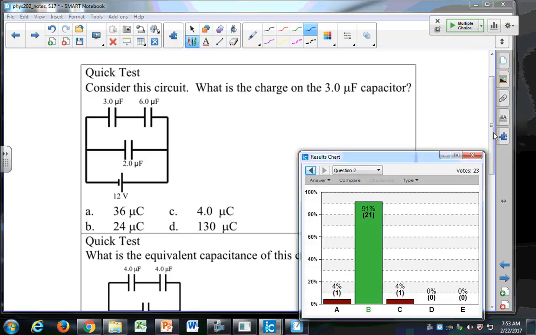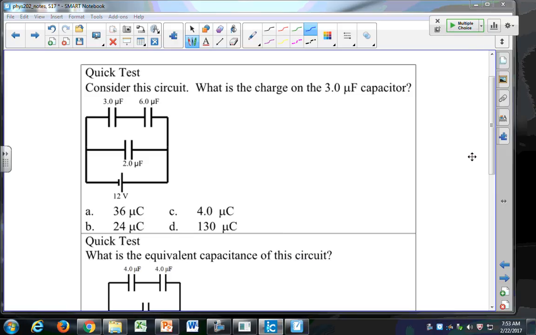Okay, good. B is right. Easy way to do this is to think about how the voltages are distributed. Smaller capacitor, bigger voltage, 8 volts. I know it has to be 8 because it has to be twice this voltage, and they have to add up equal to 12. So for example, if this was 24, it would be 16 and 8 volts. So if 8 volts, 3 microfarads, 24 microcoulombs.